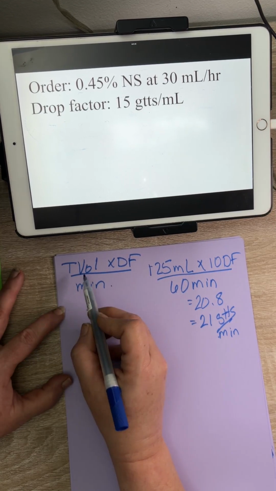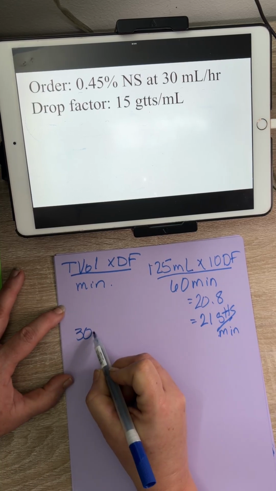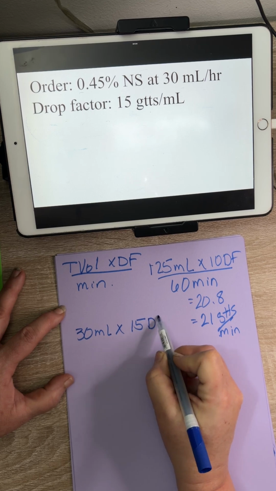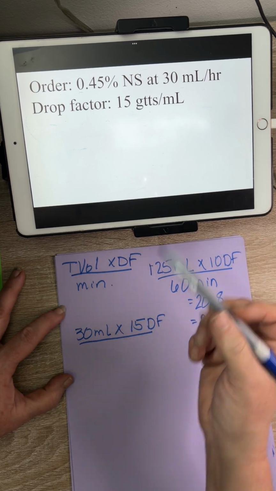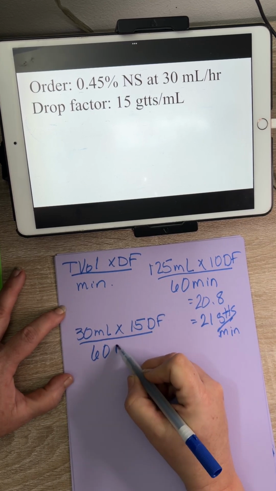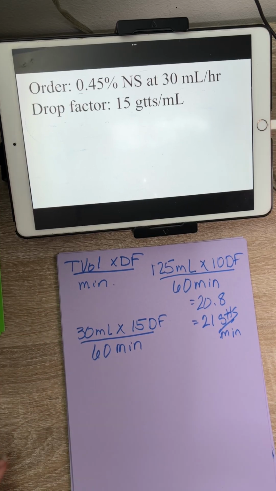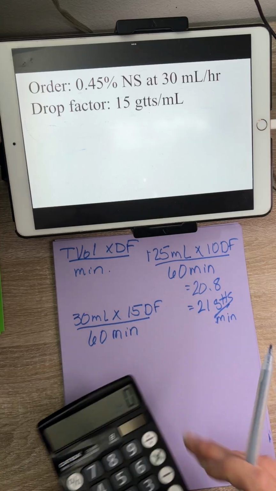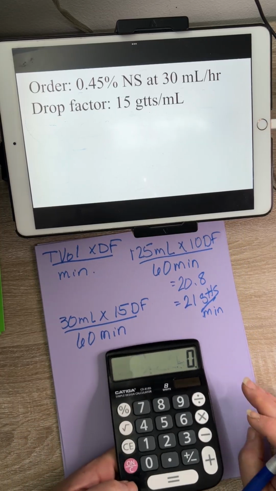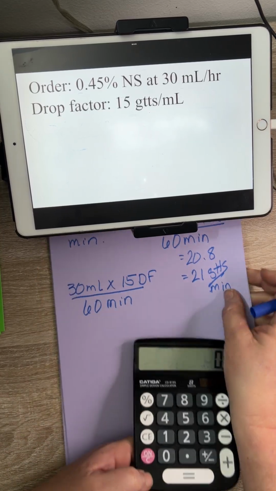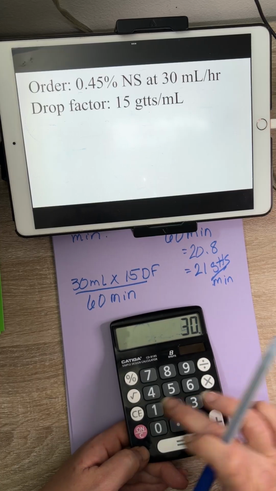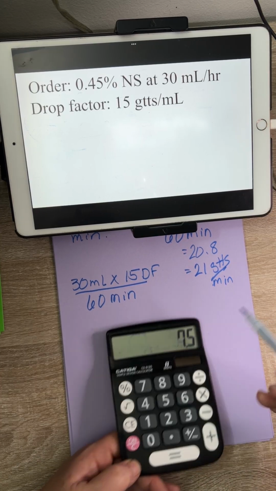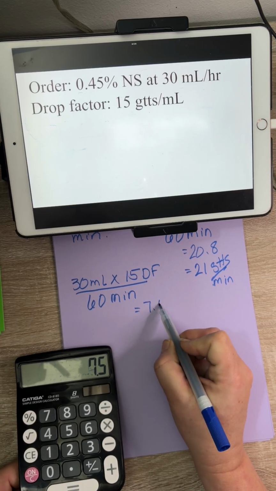So according to that, our total volume is 30 milliliters. And it's got a 15 drop factor. And it's going in over 60 minutes. Don't that just make it simplified? I know. And then we're going to do all the math on the top. I hope you have your calculator and you're doing it with me. 30 times 15 equals, divided by 60. That's going to be 7.5.